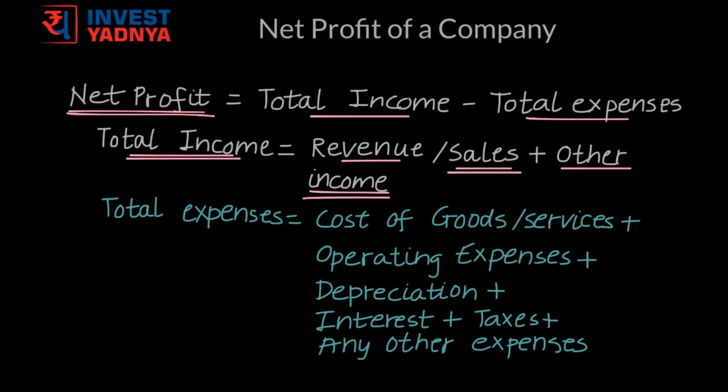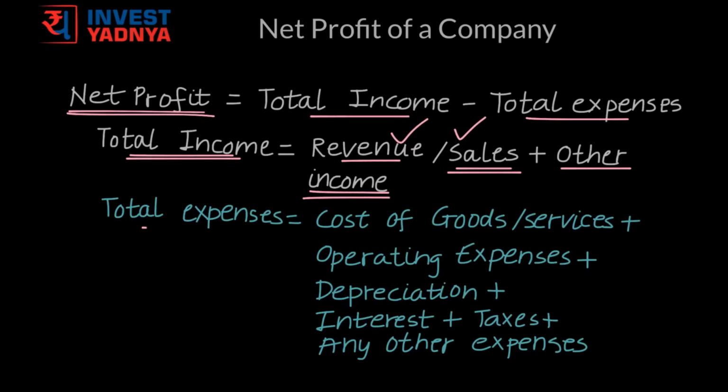Now, other income could be from the investments the company does, or certain assets the company has sold off, or some income from some litigation issues, etc. Now, other income is an occasional kind of an event. And revenue or sales is the primary source of income of a company.